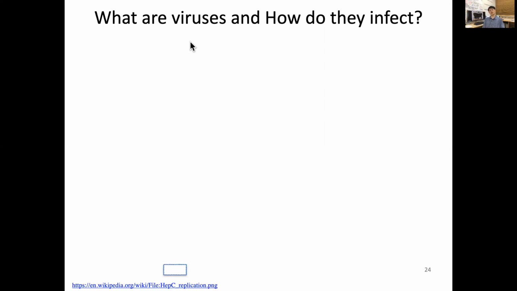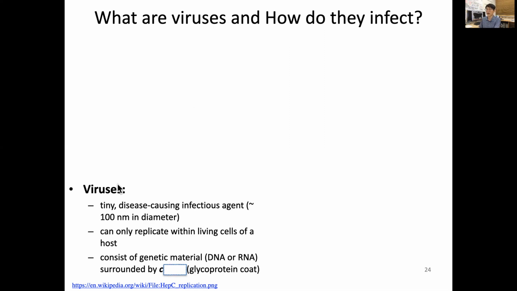Then we discuss the virus and how it infects host cells. So this is a virus. It's a tiny, disease-causing infectious agent, about 100 nanometers in size. Some people consider it half in between alive and non-living, because it can only replicate within the living cells of a host. But if it's outside of a living thing, then it doesn't do anything.